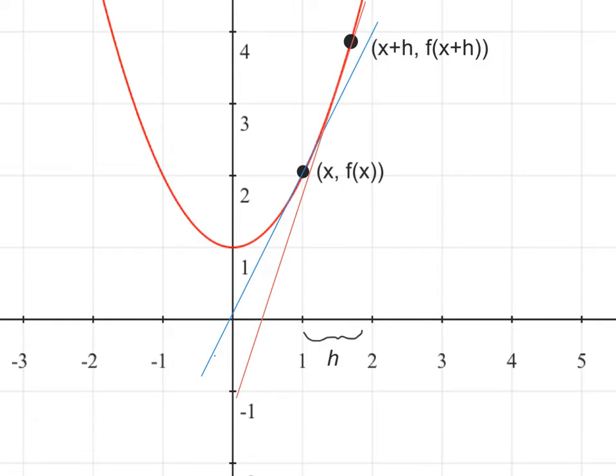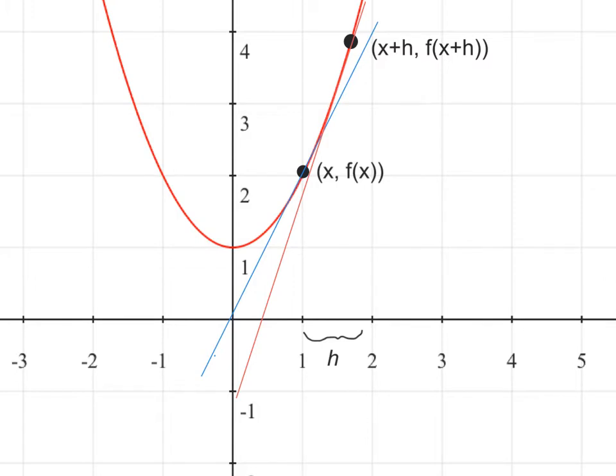What we're going to do to try to get around this is to create a secant line. A secant line goes through 2 points. The first point is going to be the original point of tangency. I'm going to call it x comma f of x. That way we're not going to restrict to a particular function. This will be a generic equation.